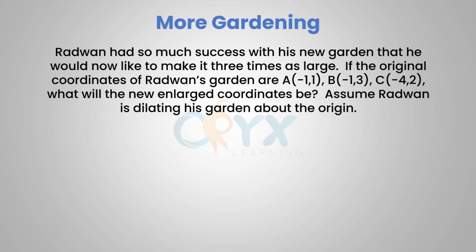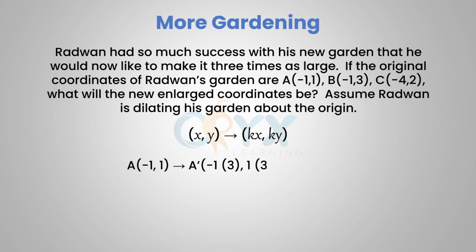So now we know that if we take the original coordinates (x, y) and multiply both the x and y values by the scale factor, that will give us the new coordinates of the garden that we need. So in this case, if I take the original point A, (-1, 1), and multiply both the x and y values by the scale factor, or in this case 3, I will get the point A prime, (-3, 3).